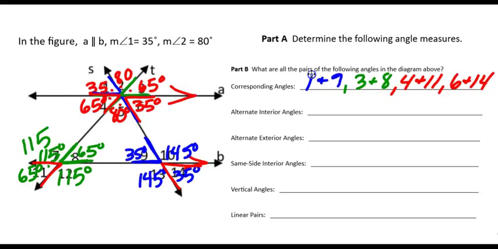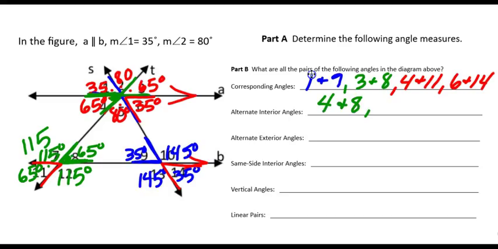Now alternate interior angles are angles that are on either side of the transversal but inside the parallel lines. So over here, I'm going to use green for this. We've got the 65 here on one side of the transversal, this angle right here, y'all. And then this one down here is on the other side of the transversal. So those are 4 and 8.